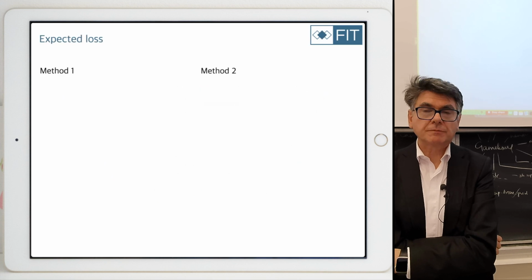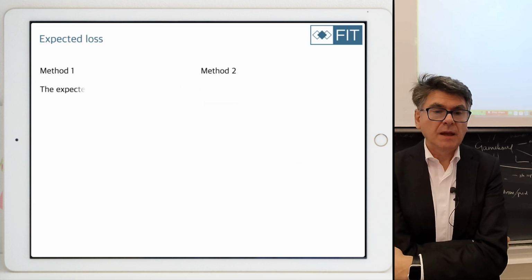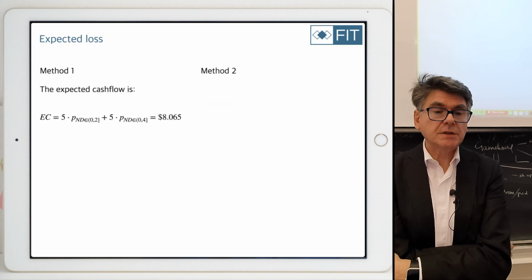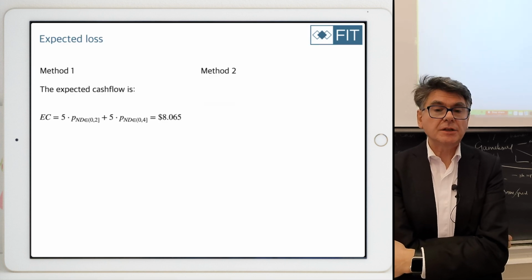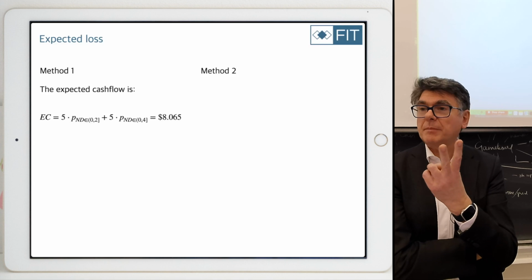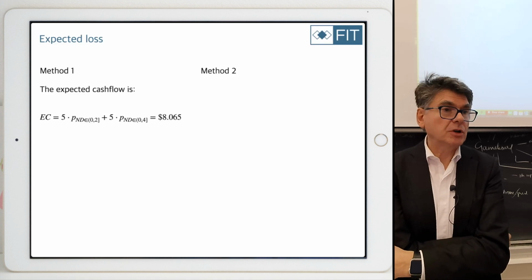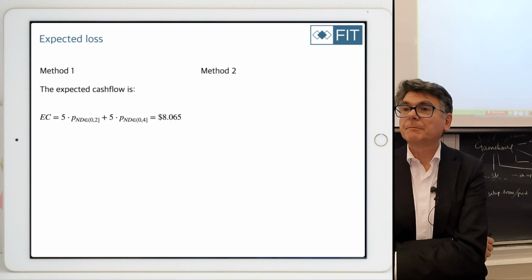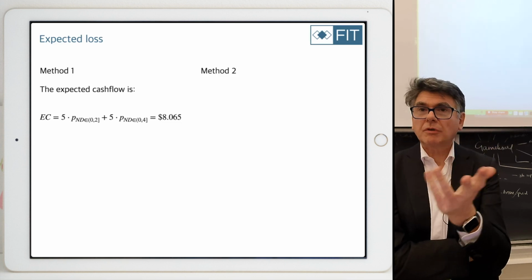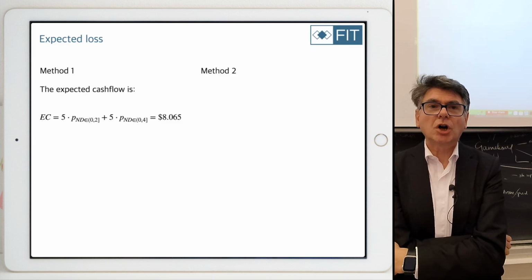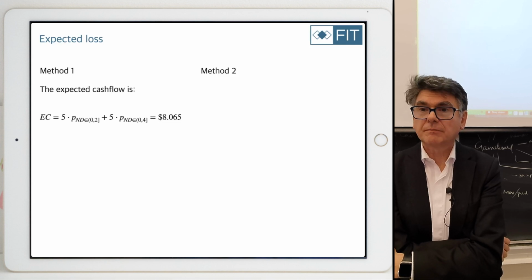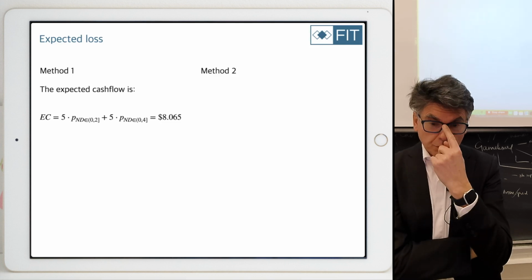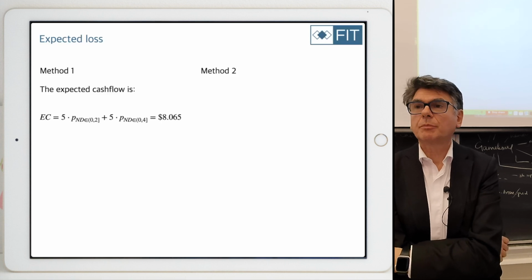Let's calculate the expected loss. There are 2 methods for that. The expected cash flow, which is what we have seen in the course so far, is $5 times the probability that there is no default in the first 2 years, because I get the coupon payment after 2 years, right? And $5 times the probability of no default in the first 4 years, because I get $5 at the end of the 4-year period. If you get the numbers from the previous chart, you trust me, the answer is $8.065. All right? That's the expected cash flow. So let me ask the question again to Anthony and Alex. Given that we know this, how much are you willing to pay now?